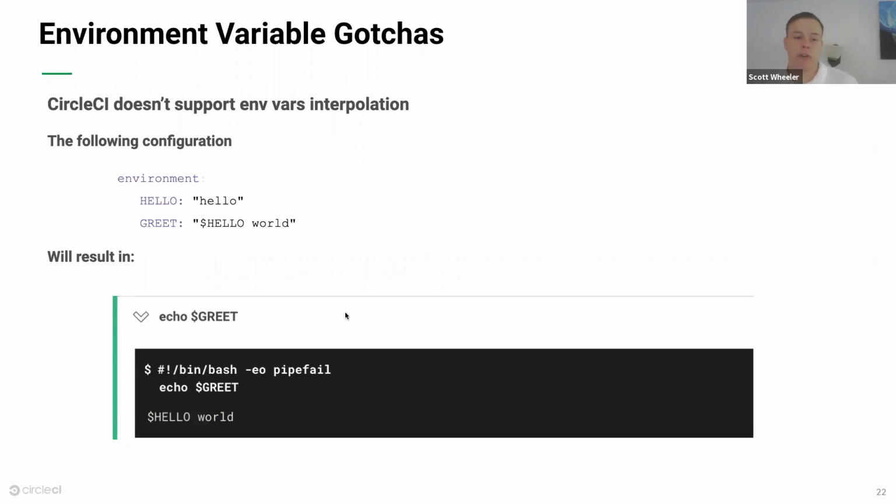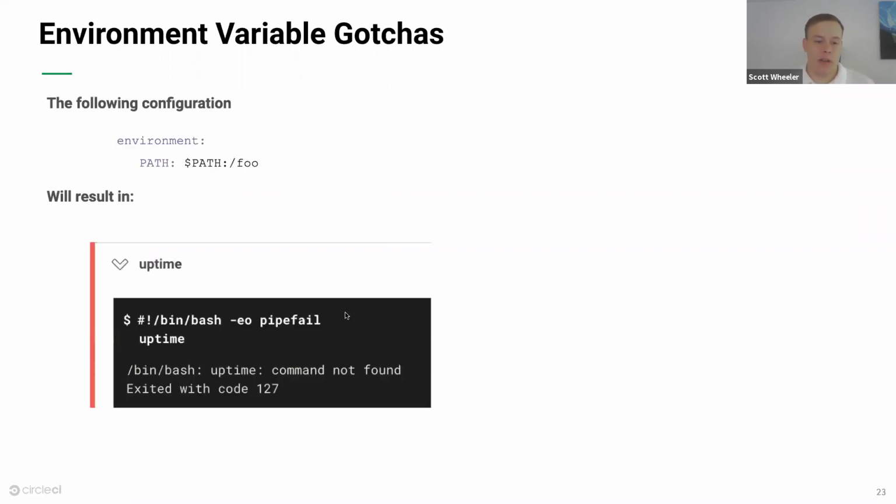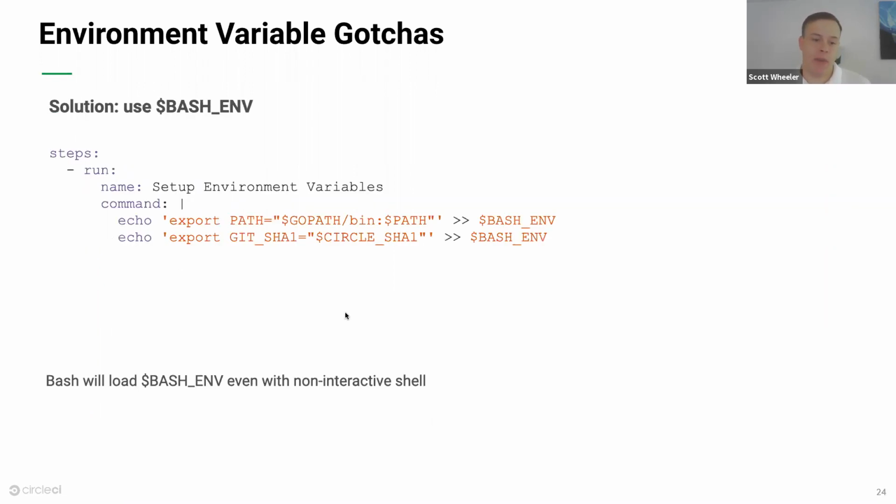Some gotchas with environment variables. CircleCI doesn't support environment variable interpolation. This means defining an environment variable that depends on another environment variable will print out just the name of the intended environment variable. Another example, modifying the path directly using environment variables can result in applications being unavailable. You should avoid directly modifying the path in the environment. And the solution is to use bash environment to output the environment variable into the bash environment, where it will load even with a non-interactive shell.